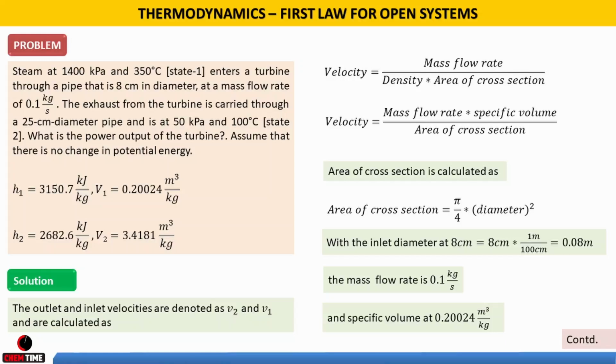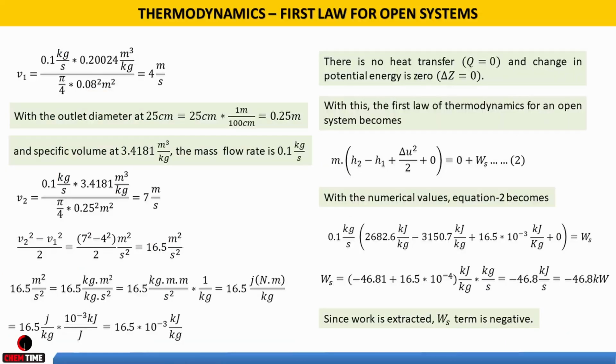The velocity at the inlet based on the inlet pipe diameter of 8 centimeters and a specific volume of 0.20024 meter cube per kg and mass flow rate of 0.1 kg per second can be calculated as mass flow rate into specific volume divided by the area of cross section. So 0.1 kg per second into 0.20024 meter cube per kg divided by pi by 4 into 0.08 meter square. 0.08 is the inlet diameter, which gives rise to the inlet average velocity as 4 meters per second.